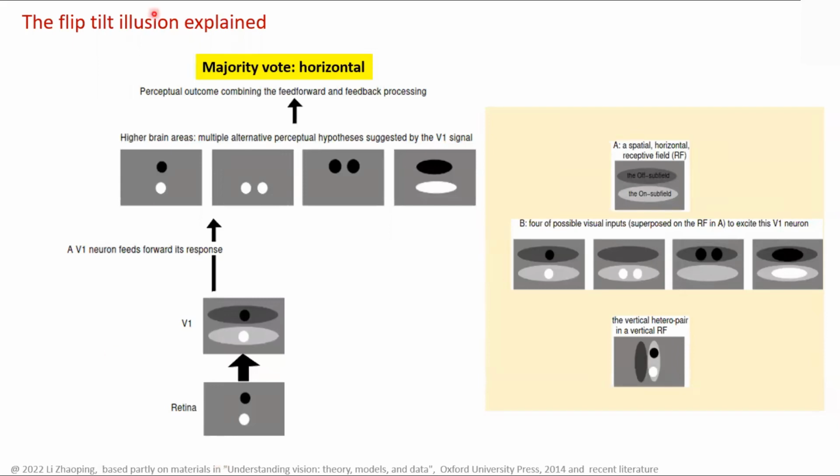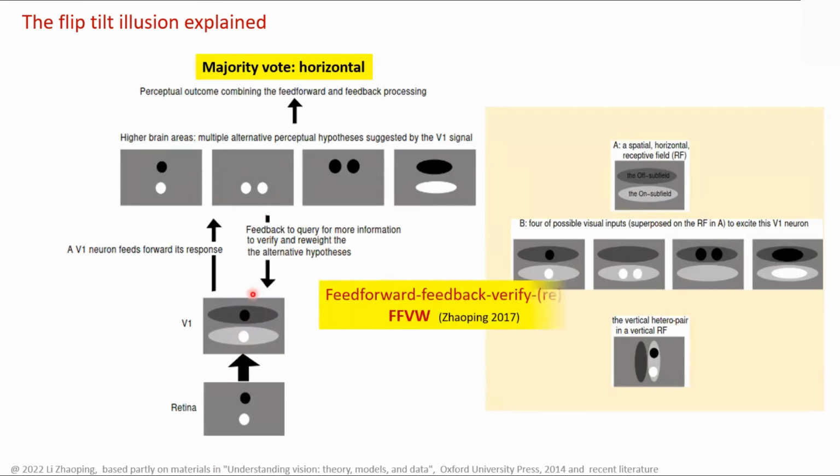However, you say, wait a minute, can I go back and check, just in case it's that? So you go back and check. By the time you go back to check, you already know this is cell number 8, and cell number 8 is Mary, tuned to horizontal, so it should be this way. Therefore you can go, wow, actually it's that. Then if you go back to check, you will not have this illusion. Does that make sense? I call this feedforward, feedback, verify, and reweight.